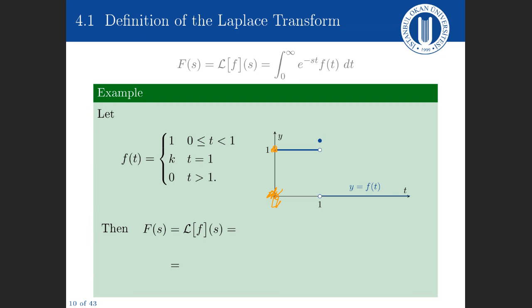between 0 and 1. The function is equal to k if t is equal to 1. And the function is equal to 0 if t is strictly greater than 1. Calculate the Laplace transform of this function. We want the integral from 0 to infinity, e to the power minus st f of t dt.